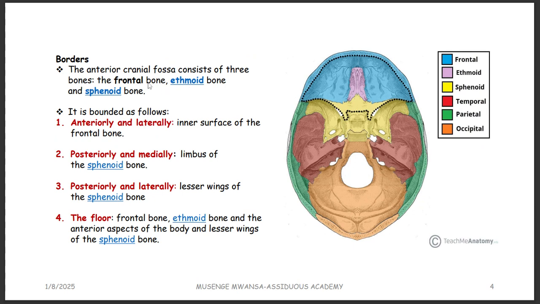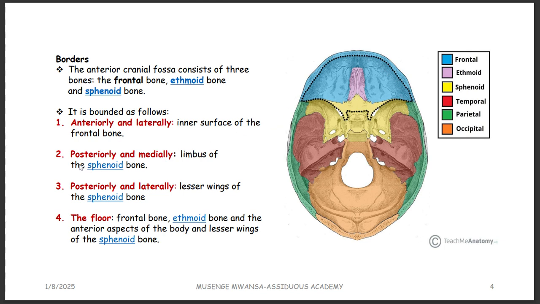When you look at the borders of the anterior cranial fossa, the bones that make up the anterior cranial fossa, we've said, are the frontal bone, the ethmoid bone, and the sphenoid bone. So when you look at the front, this is the front, that's the anterior end. So you have got the anterior lateral aspect, okay, in front, but on the sides, what bone can we see here? That is the frontal bone. So the inner surface of the frontal bone is what is going to make up the anterolateral border.